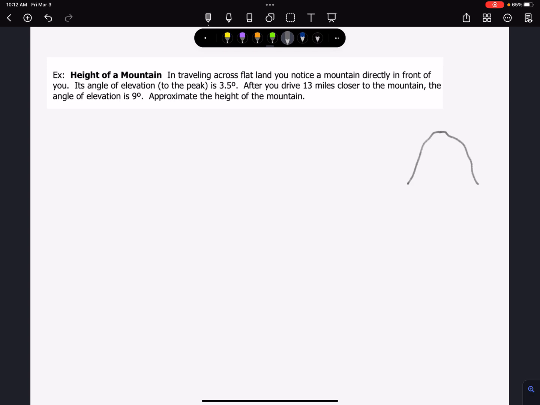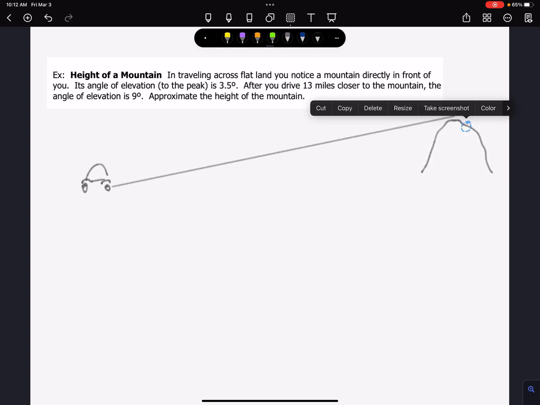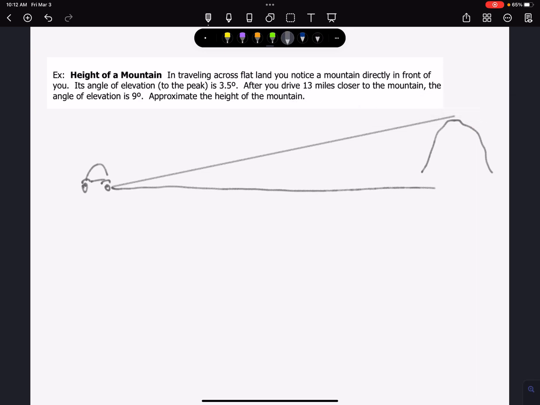And you're drawing on flat land. So you're driving on flat land. And the angle of elevation to the top of the mountain, there we go. The angle of elevation to the top of the mountain is 3.5 degrees. So I've got this right triangle that has an acute angle of 3.5 degrees.